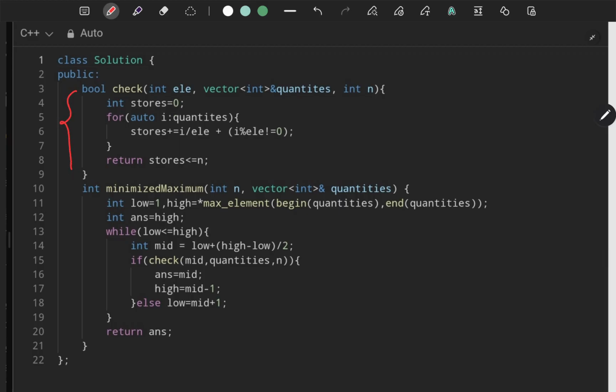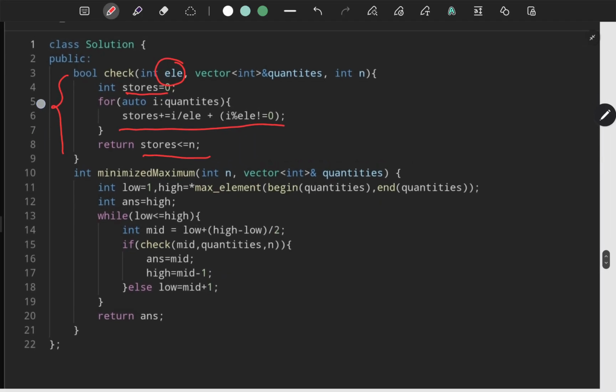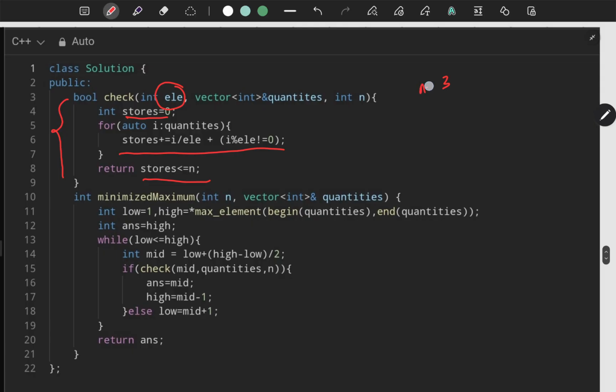So we are checking whether we can distribute the product or not. So we are initializing stores to 0, and here we are counting the number of stores required to distribute this amount of quantities to each store. And if stores is less than or equal to n, that means it's a valid answer. So what are we doing here? So we have n equals 6, and we have quantities 11 and 6. Okay, so now let's say we are checking for 3.